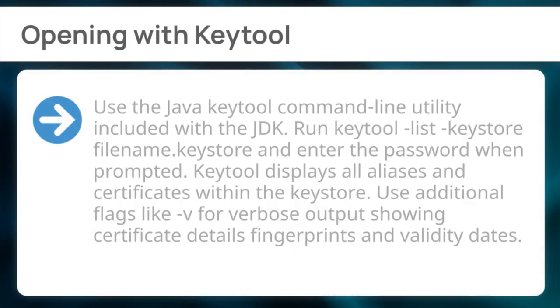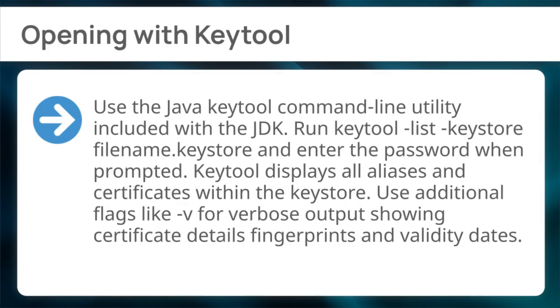First, opening with Keytool. Use the Java Keytool command line utility included with the JDK. Run keytool -list -keystore, the file name, and enter the password when prompted. Keytool displays all aliases and certificates within the KeyStore. Use additional flags like -v for verbose output, showing certificate details, fingerprints, and validity dates.